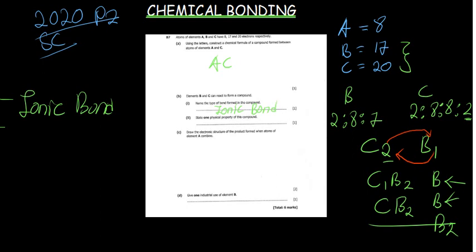Then we say state one physical property of this compound. So the physical property of this compound is that we're just talking about the properties of ionic bonds. Ionic bonds, we can say they form what? They form crystals. For example, if you pick sodium, a metal, you pick a chlorine, which is a non-metal, you're going to get sodium chloride. That is common salt. Makes sense from that point of view. You can also say they conduct electricity when molten.